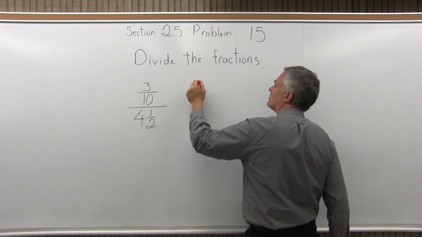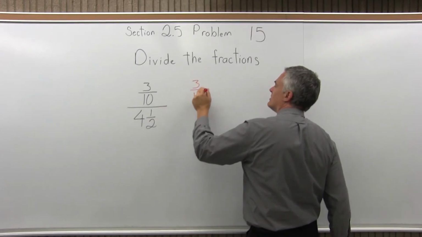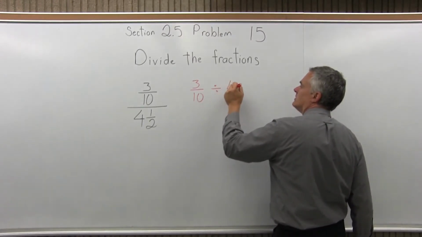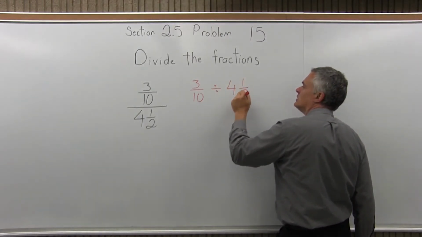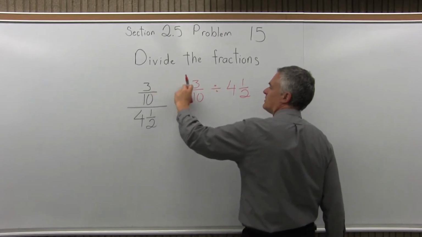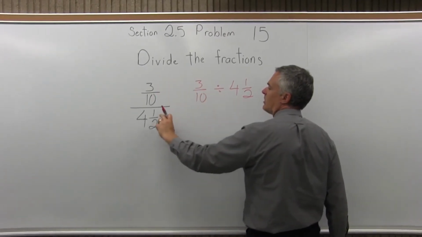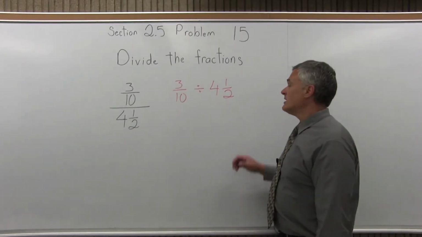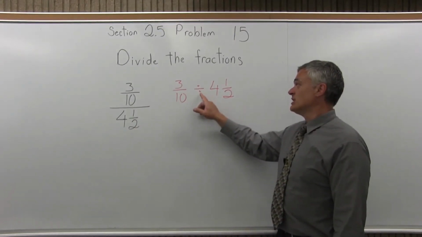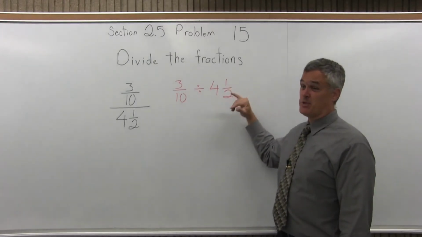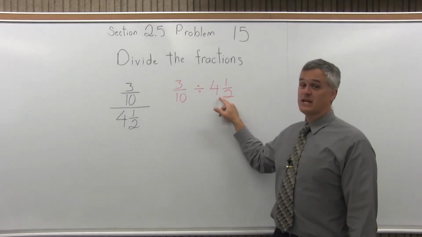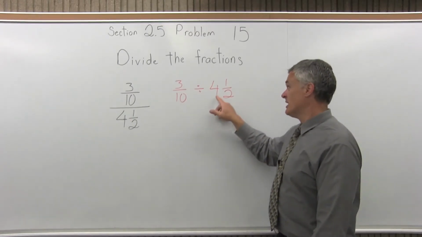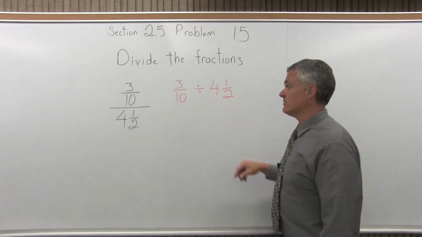The first thing I will do is rewrite the problem in its more traditional division format. So it's the top fraction, which for this problem is 3/10, divided by the bottom fraction, which in this problem is 4 1/2. Now, when I divide fractions, I'm going to want to change this problem to a multiply and flip the second fraction, but the second fraction can't be flipped yet until I convert it to an improper fraction. The mixed number in the front just doesn't really flip.